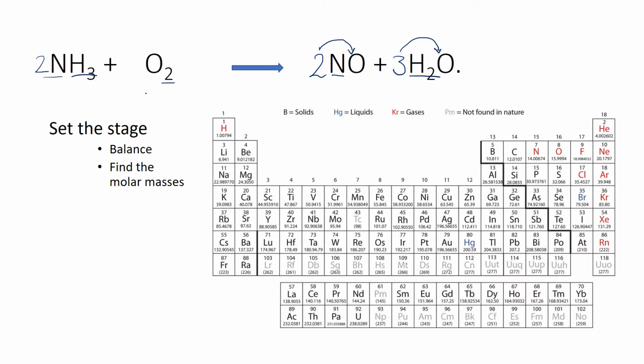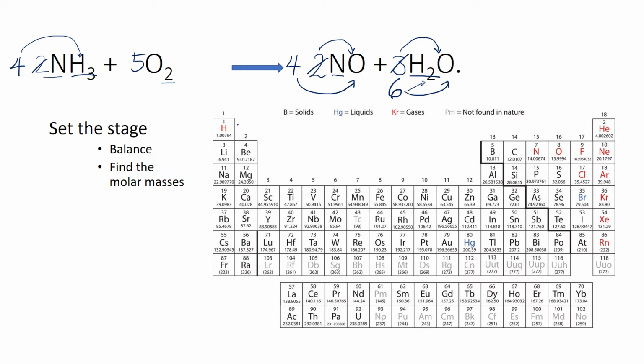So the best thing I could do is take all of these and multiply them by 2. So this becomes 4, this becomes 4, this becomes 6. Now I have 6 times 2, I have 12 hydrogens. 4 times 3, I have 12 hydrogens. I have 4 nitrogens, 4 nitrogens. I have 4 oxygens and 6 oxygens. 4 plus 6 is 10. So to get this to be 10, I put a 5 right here, and I am done balancing.